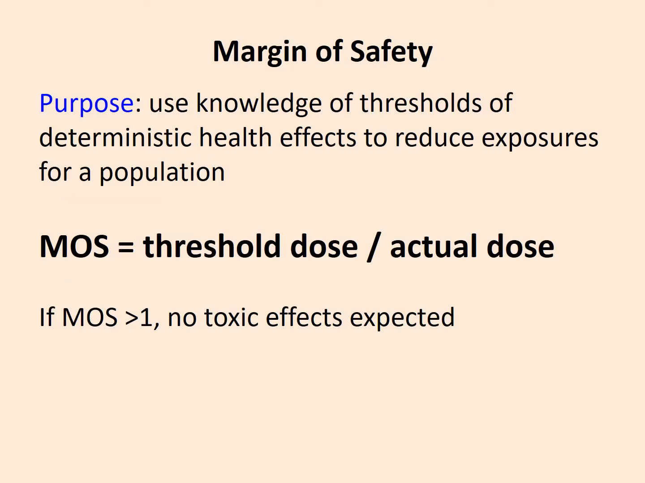If we're thinking about margin of safety, we covered a little bit about this in Toxicology Week, but I'm not expecting you to necessarily remember it per se. However, as we're going through, margin of safety allows us to understand and approximate thresholds so we can reduce potential exposures to a population. So it's the threshold dose over the actual dose. The goal is that if you have a margin of safety that's over 1, you're not expecting to see a toxic effect related to this. So we're going to go through an example of what that means.